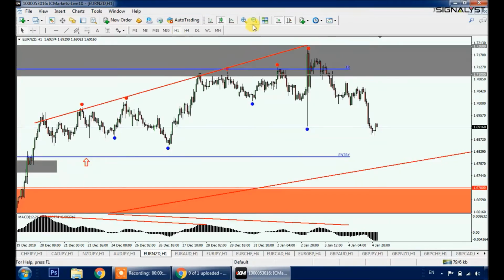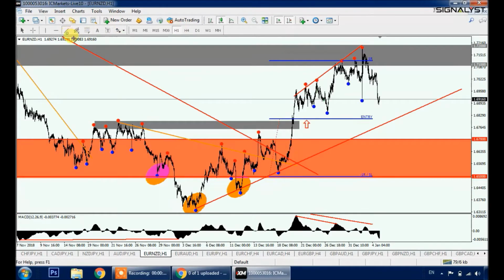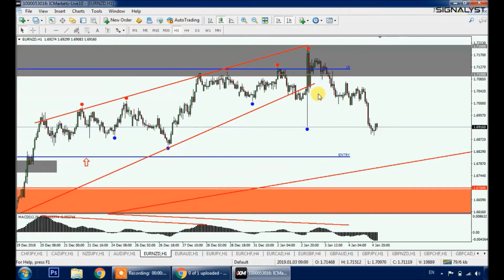If we zoom into H1 time frame, we see that we can't draw any objective line as we can only connect 2 dots here. So we don't have any objective setup for now, so let's wait on this one.